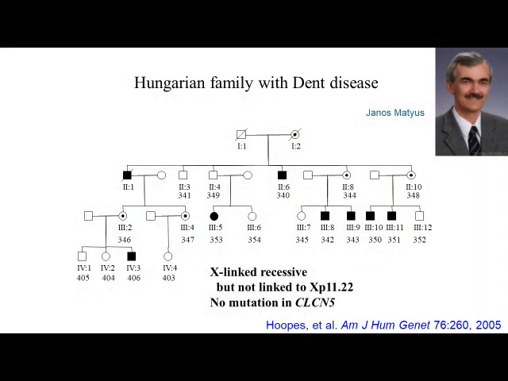But a number of these patients, a dozen families that we had collected, did not have mutations in CLC5. And one of those families, pictured here, was a multi-generational family from Hungary sent to us by János Mátyus in Debrecen, Hungary, in whom the inheritance pattern is consistent with X-linked recessive inheritance, but when we used markers linked with the region of the CLCN5 gene, we ruled out linkage to that region, and for good measure, we sequenced these patients and demonstrated that their CLCN5 sequence was normal.